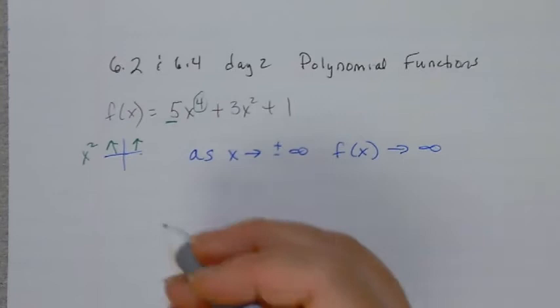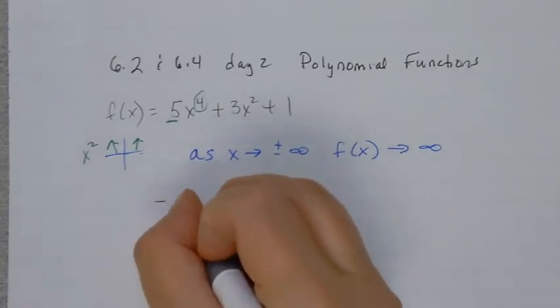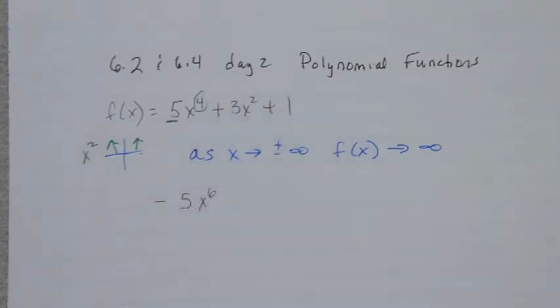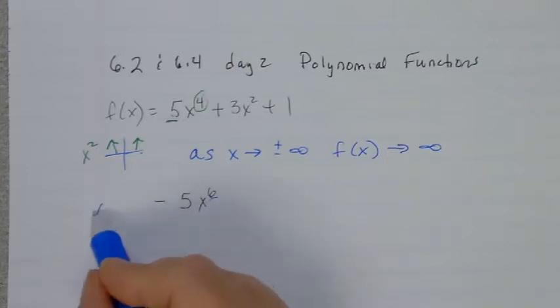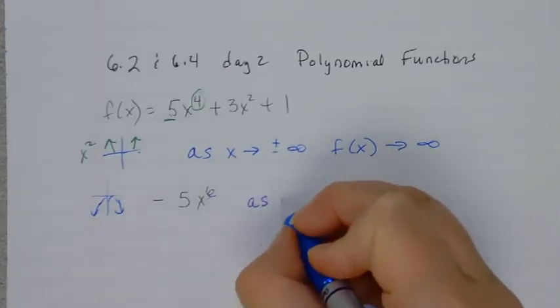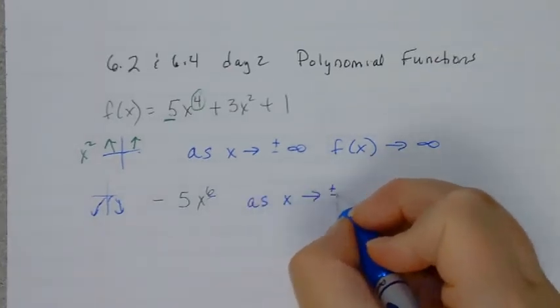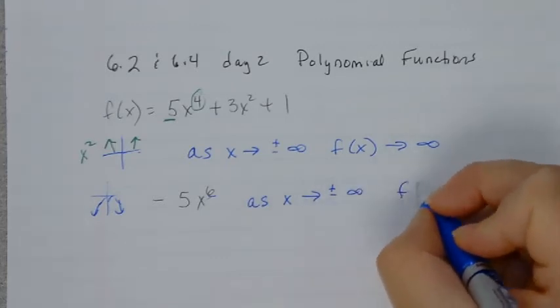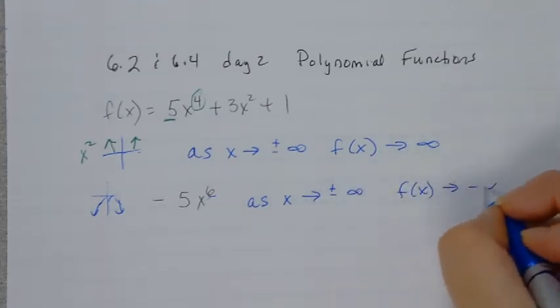Let's think about what would happen if this was negative 5x to the 6th. So again, I'm looking at even, so the ends are either both going up or both going down. But because it's negative, the ends are both going down. So it'll look something like this. So I will say as x approaches positive and negative infinity, f of x approaches negative infinity.